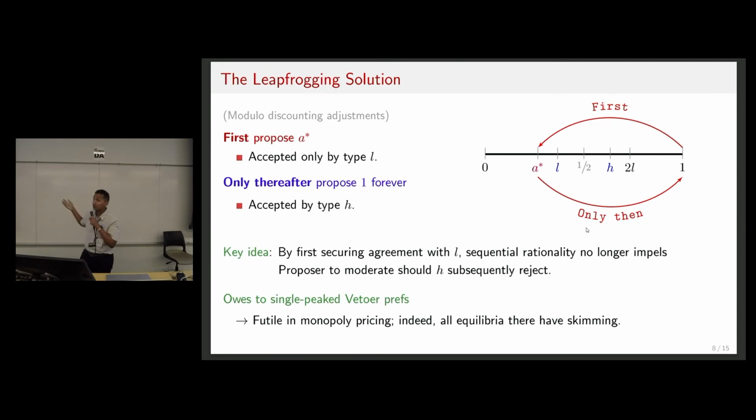This owes very much to the single-peaked vetoer preferences here. In monopoly pricing, this would be completely futile. If I'm not entirely sure about what someone's value is for a good, well, all types want things at lower prices, so charging a low price early is not going to help me clear the market. By contrast, what's happening here is by offering a low proposal first, the proposer is able to clear the market, quote unquote, of the low types so that he can credibly go after the high types thereafter. Okay, good. So that's the logic of leapfrogging.